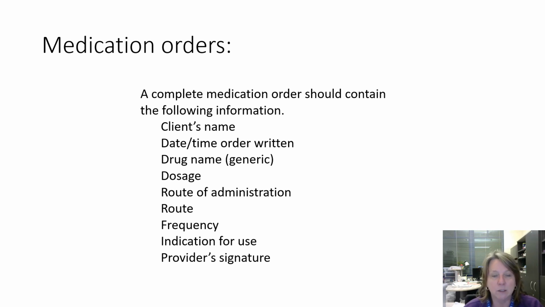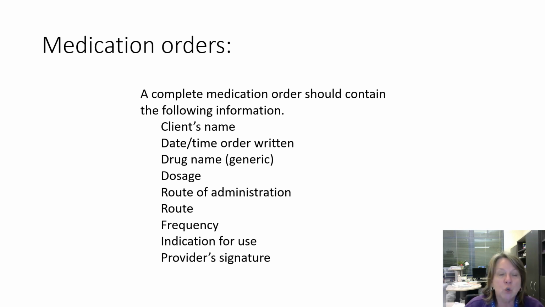There should be a date, so we know that's a start date of when that order was given. And then, of course, if they discontinue that order, we'll know that it went for this many days. We always need a date and a time. Very important. Drug name, generic. Dosage, how much are we going to give? We're back to those 6 rights, right dose.